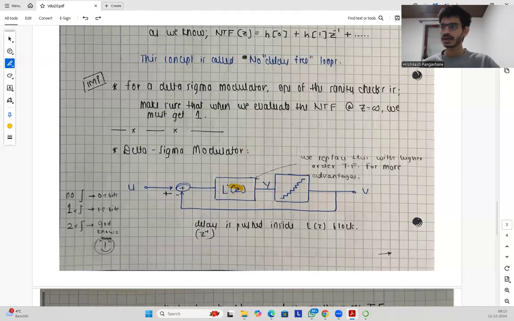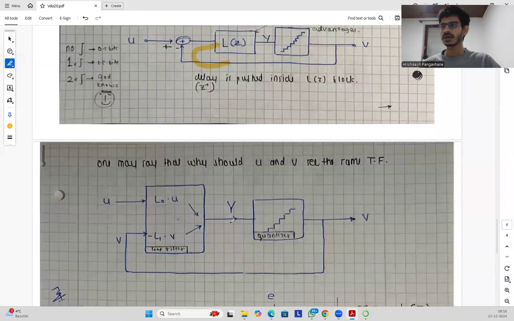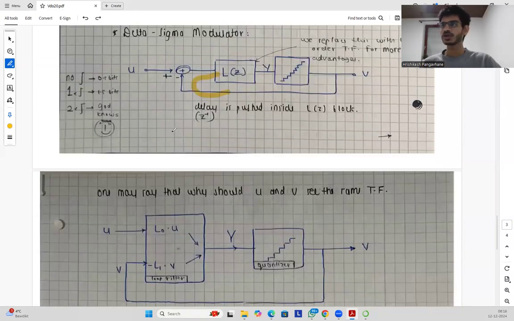So this is represented by some function, L of Z. We replace this with higher order transfer functions for more advantages. The delay over here is pushed into this block, and this block is called the loop filter. One may ask: this is V, coming from the output as feedback, so why should U and V see the same transfer function?